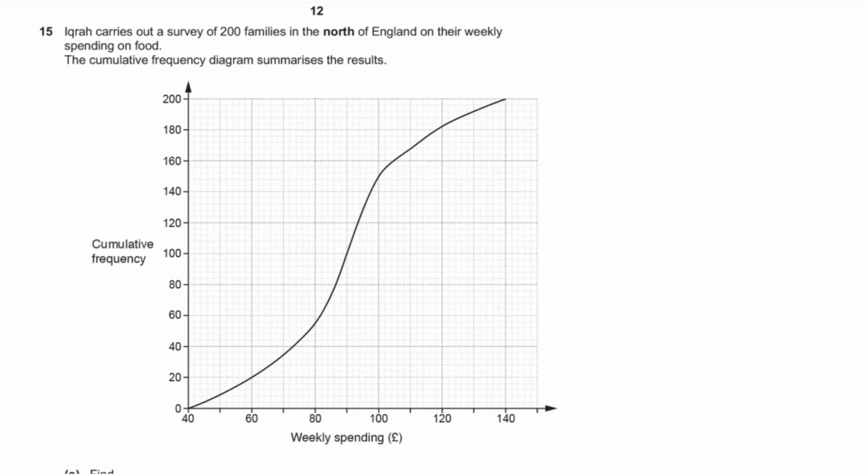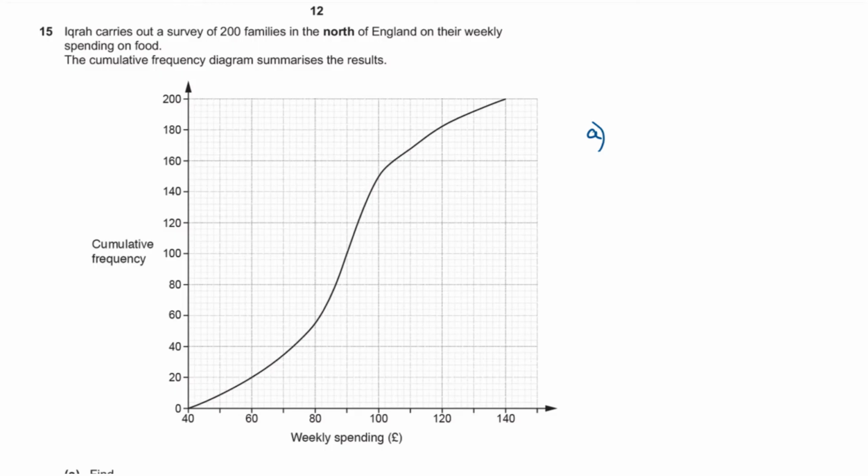Question 15. ICRA carries out a survey of 200 families in the north of England on their weekly spending on food. The cumulative frequency diagram summarizes the results. So we've got weekly spending on the bottom and cumulative frequency up the side. Part A wants us to find the median. So the median is the weekly spend of the middle person. Now I've got 200 people.